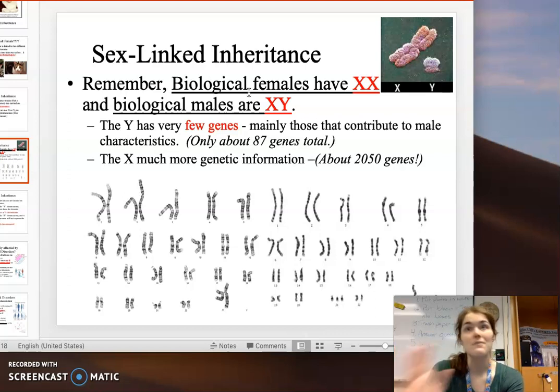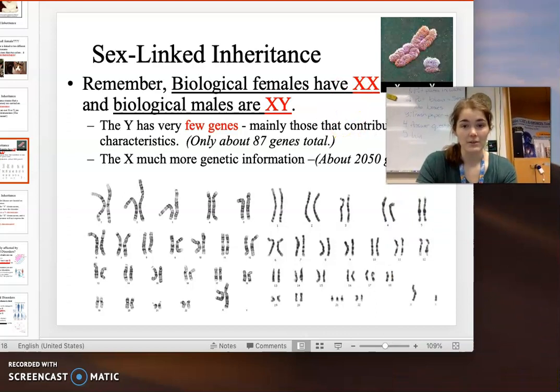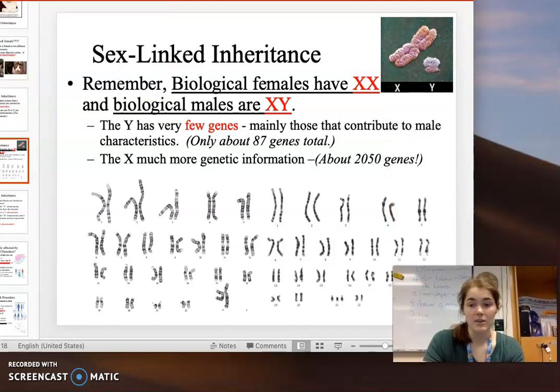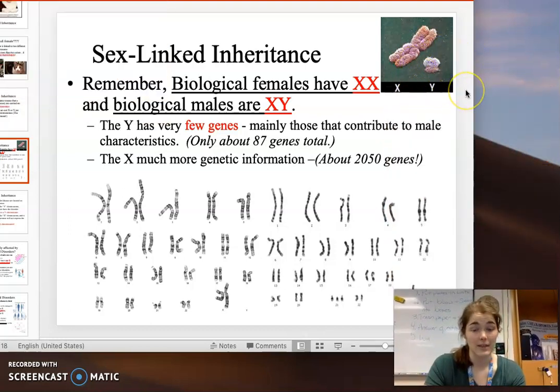The Y has very few genes on it that it can carry, maybe about 87, whereas the X can carry over 2,000 different genes. A lot of information is found on this X chromosome. And if you remember, it all kind of goes back to this karyotyping lab we did. Here's a karyotype of an XX, here's a karyotype of an XY, and there's the little Y. In comparison, the Y chromosome is significantly smaller than the X because it carries less genetic information.